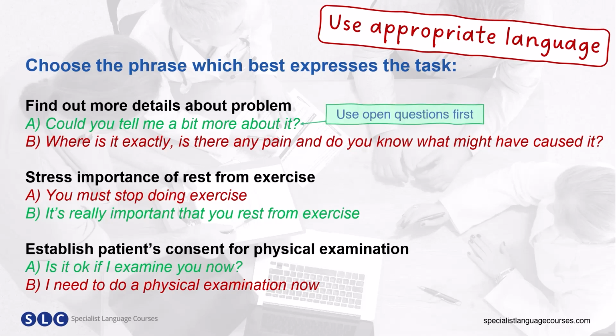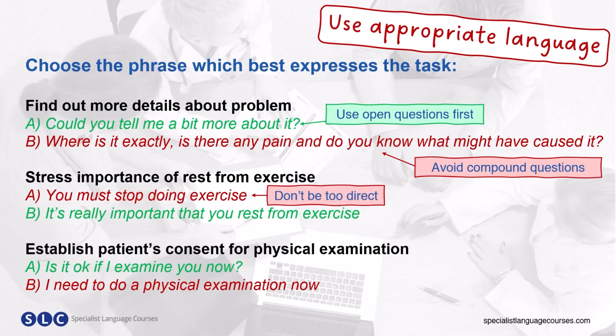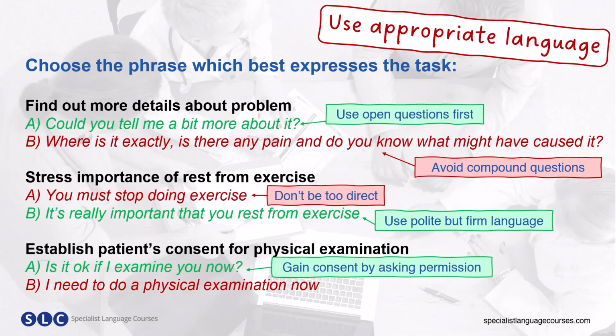We need to use open questions first and avoid compound questions, such as we see in option B. For stress the importance, we shouldn't be too direct by using phrases such as you must, you have to. Instead, use polite but firm language as needed. And for establish patient's consent, we should gain consent by asking permission. Avoid just telling the patient what you're going to do.